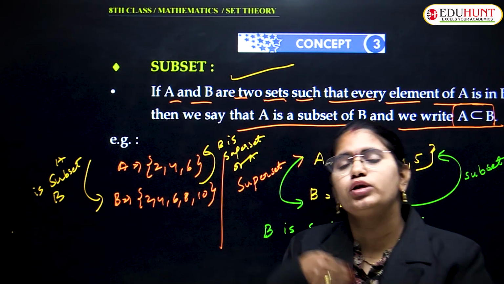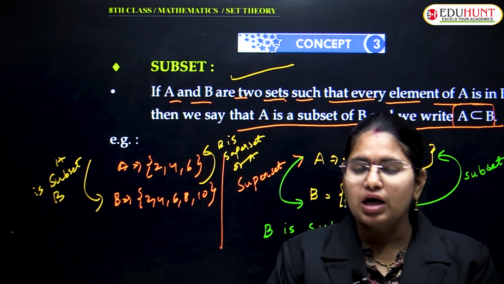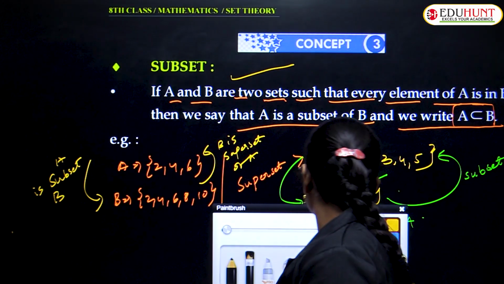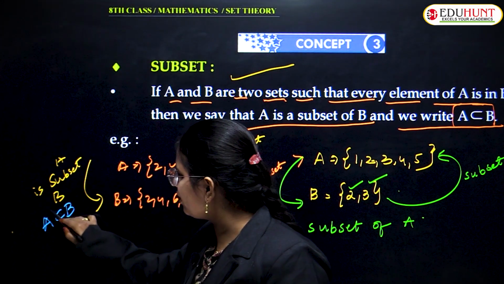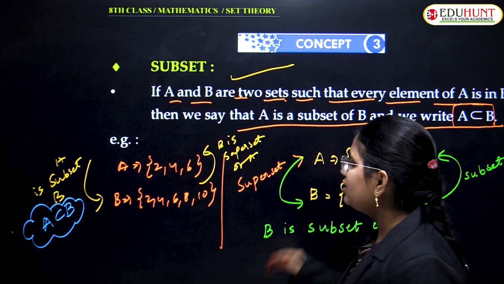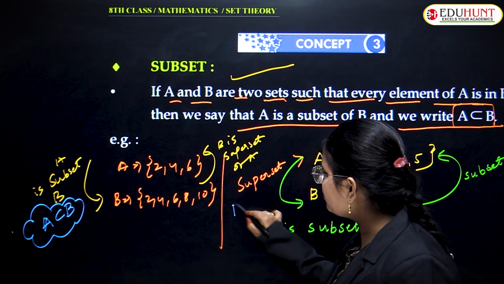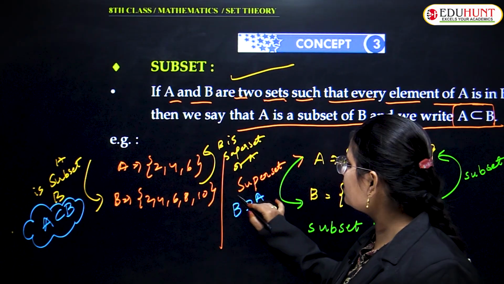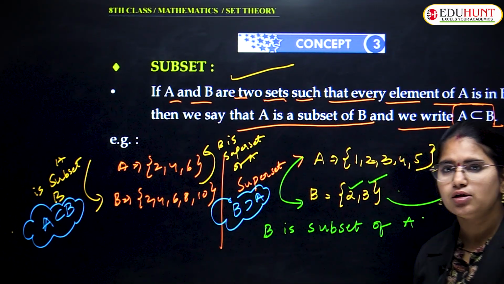How will we notate that A is a subset of B? We need a notation. How will we denote that A is a subset of B? We will express it in the form A is a subset of B. This is a notation. Similarly, B is a superset of A. This is another notation. So these are notations. This is about subset and superset.